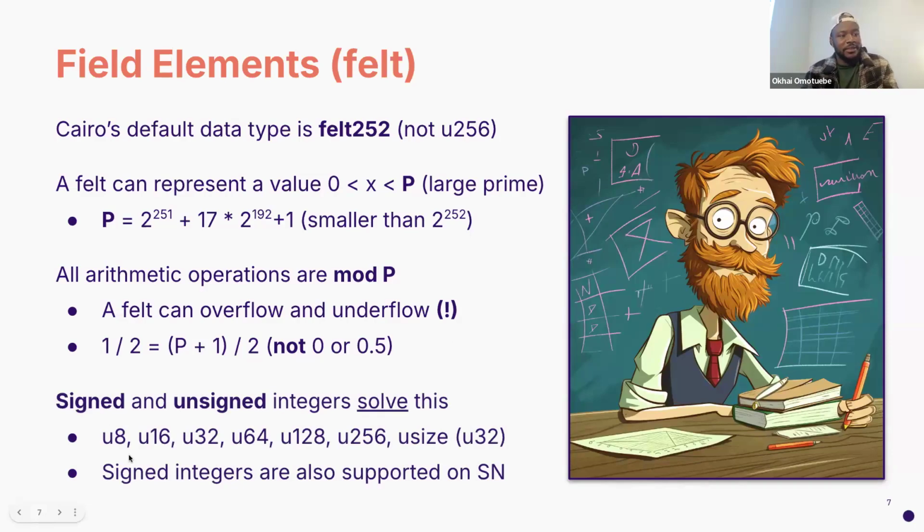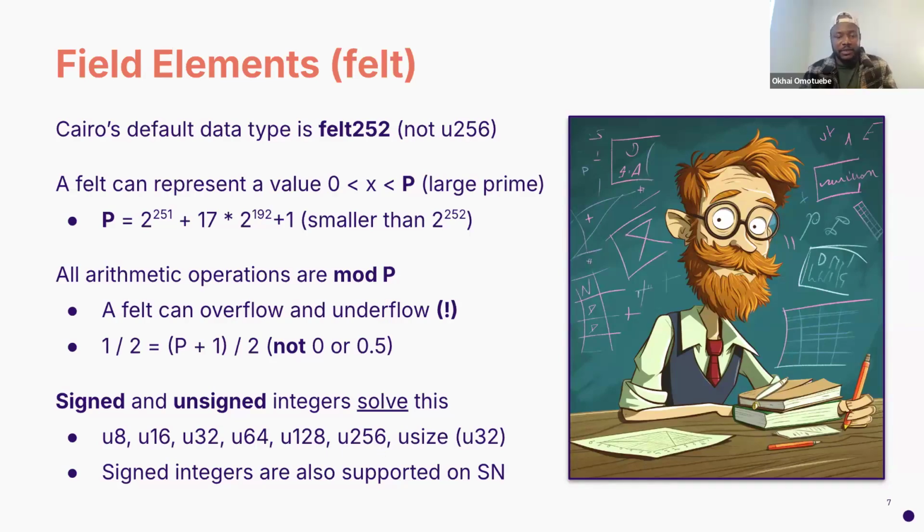But thankfully we have signed and unsigned integers to solve this problem. In Cairo, there's a data type called unsigned integer, and we're going to go over this today, so you'll see the application. Even if this seems a bit confusing, once you start going over Starknet, it's going to make more sense. These are the different types of unsigned and signed integers we have in Starknet: U8, U16, U32, and it just means they can contain up to 8 bits, 16, 32, 64, 128, and 252.